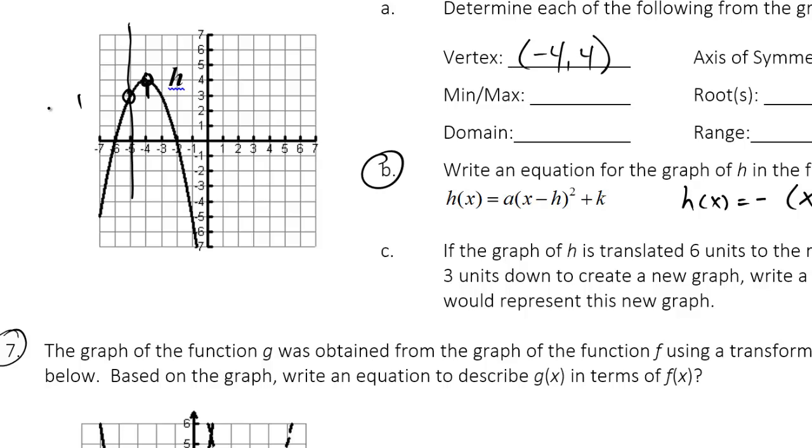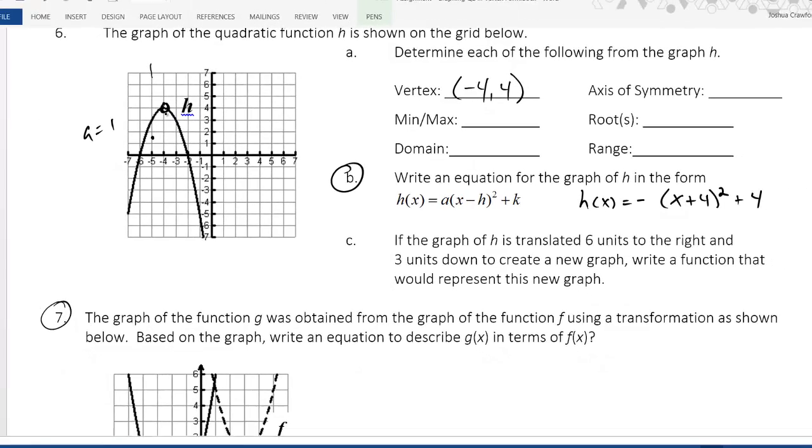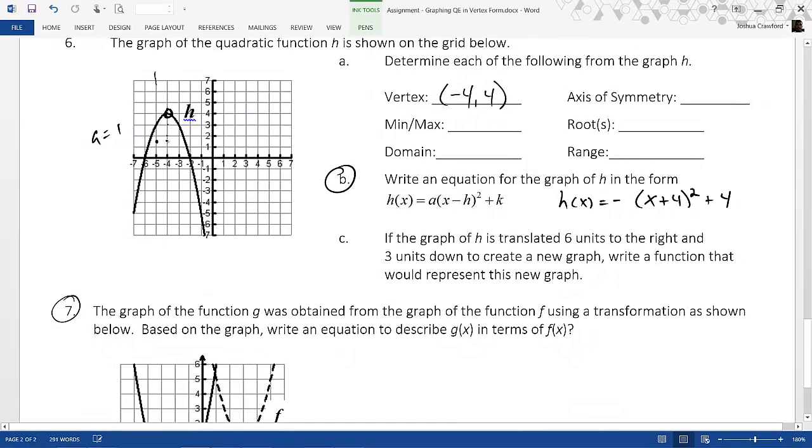So a equals 1. Now let's say that it crossed right here instead. That means that a would be, from your vertex, 1, 2, and a half. So that would mean a would be 2.5. But for this graph, a equals 1. So just put -1 times x plus 4 squared plus 4, and that's your equation.